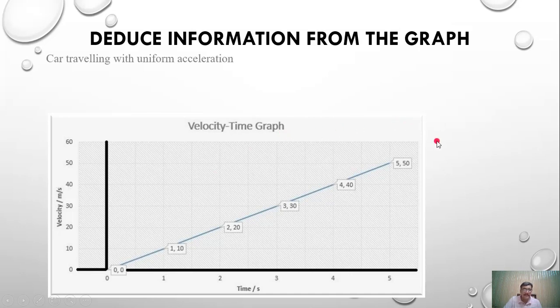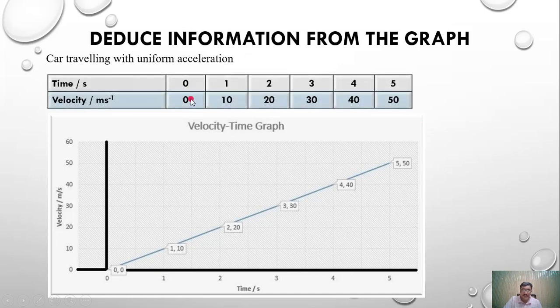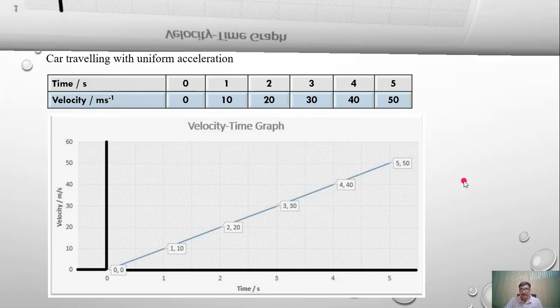Now let's see a car traveling with uniform acceleration. If you see the data, at every second we have a change of velocity of 10 meter per second. It is increasing with the increment of time. So hope it is clear to everyone.